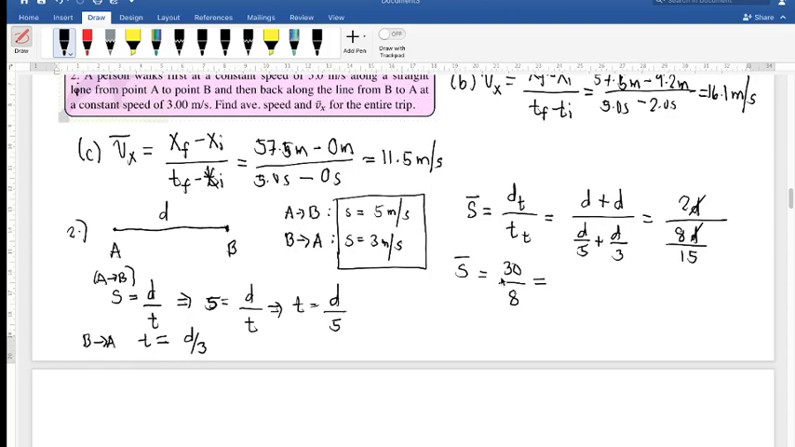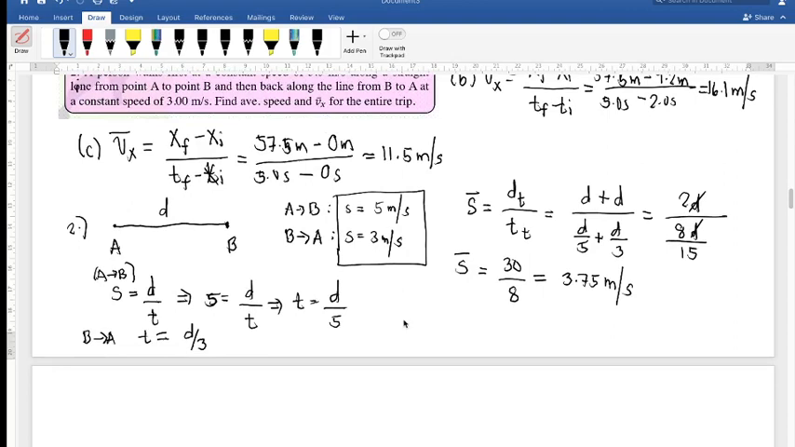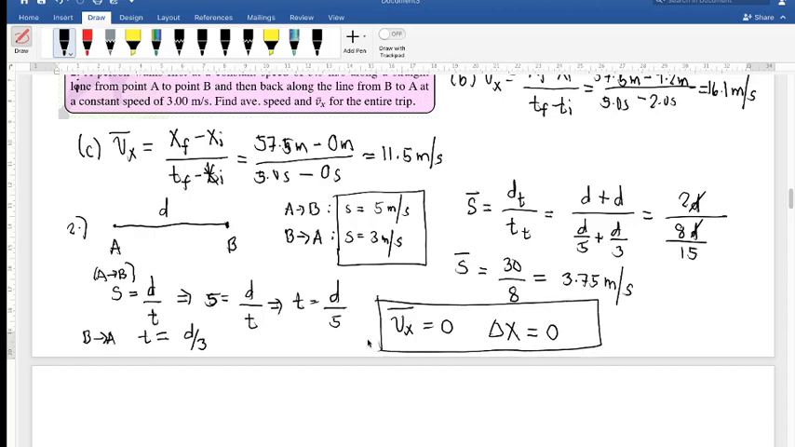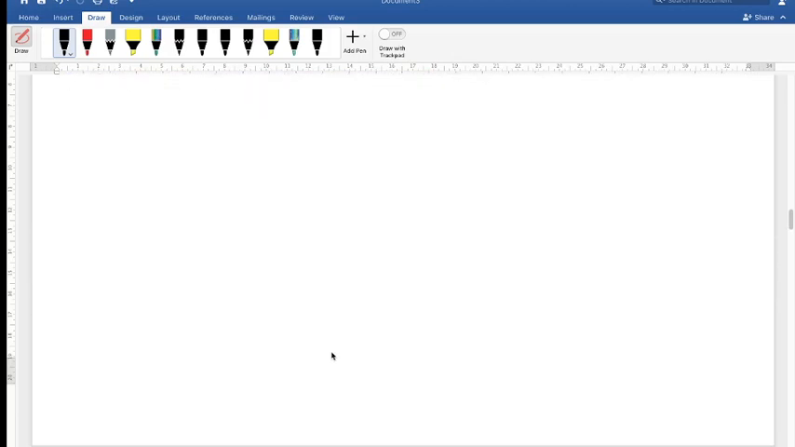How much is the speed? So the average speed is actually equal to 3.75 meters per second. So this is our average speed. Now how about for the entire trip, the average velocity? So the average velocity is of course 0, because your displacement is actually equal to 0. So for the entire trip, your average velocity is 0. Okay? So that is actually the difference between average speed and average velocity.